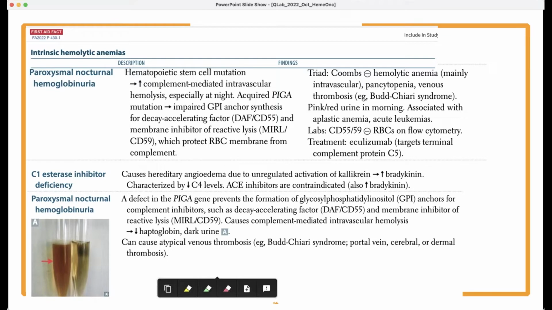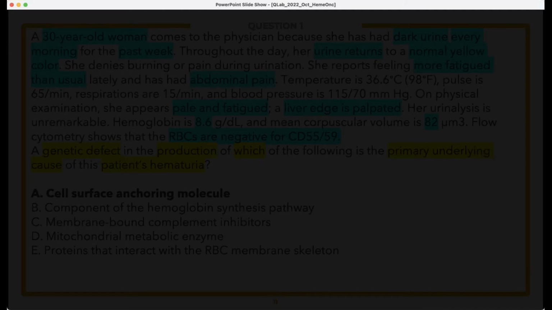As you can see on the right side, that right column, it usually presents with dark urine in the morning, and on laboratory findings, RBCs would not have CD55-59 on flow cytometry, okay? You can also see another section on PNH in First Aid that goes a little bit more in depth on that as well, okay? So if we go back to our question, hopefully you can see how answer choice A is the best answer. We do not have those anchoring molecules on the cell surface, okay?